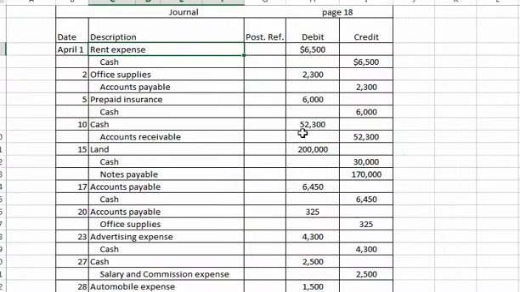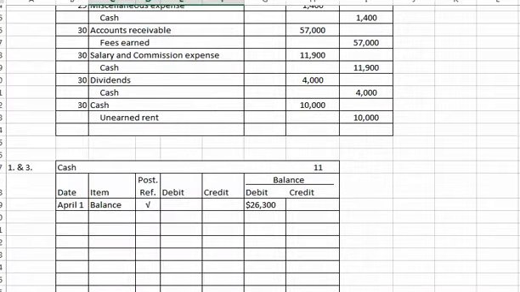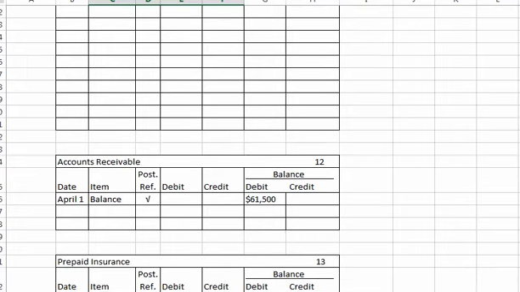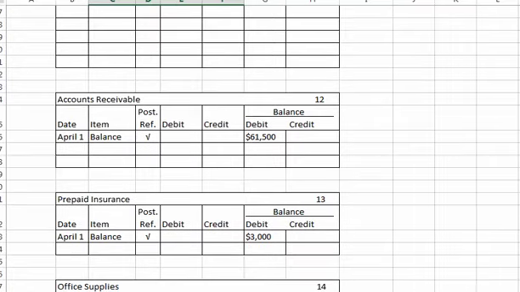Number 3 says post to the ledger, extending the account balance to the appropriate balance column after each posting. What they're saying is they want us to transfer these journal entries to the appropriate space in our ledger. And our ledger, we've looked at it already, is just a separate space for each account that the business uses. And by transferring these journal entries over, we're going to update the balances of the accounts for the transactions that occurred in the month of April.